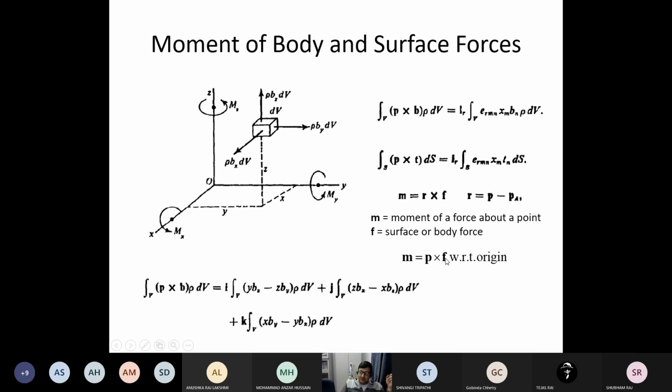And T is again connected to traction, that is the Cauchy stress, and B is again connected to B1, B2, B3, right? So what is P cross B? Epsilon RMN XM BN, where the position vector is X1, X2, X3, and B is B1, B2, B3, rho dV. Similarly, P cross T will be epsilon RMN XM TN. So XM is nothing but X1, X2, X3, the position vector with respect to the origin. Is that clear, these two things?